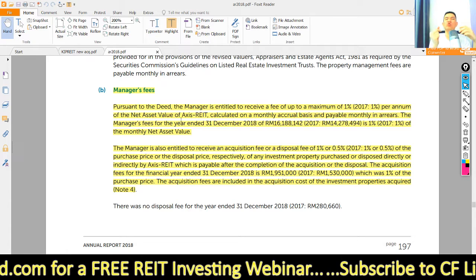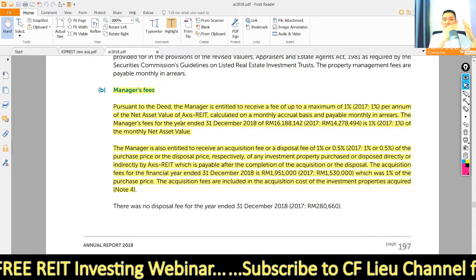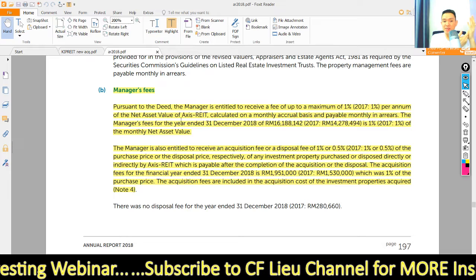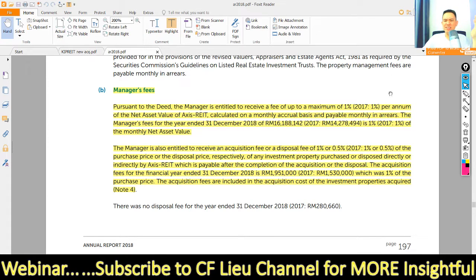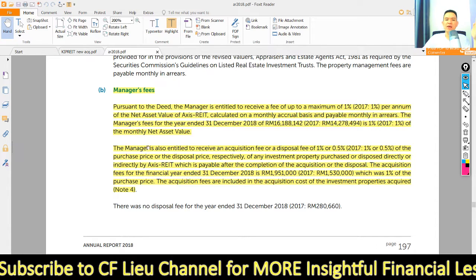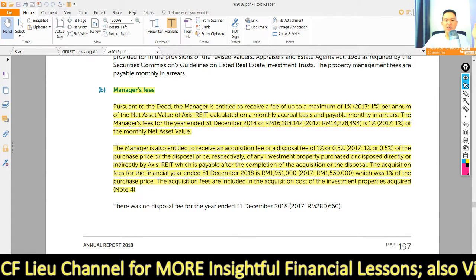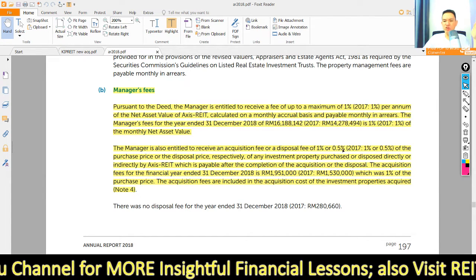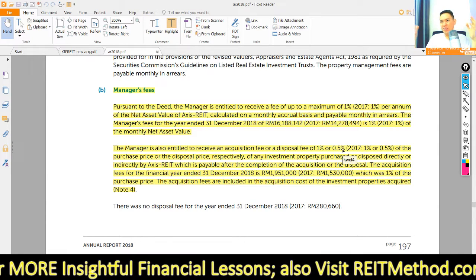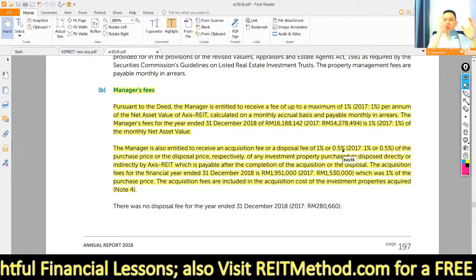The property has to have a good yield or yield return. So they get paid more, and investors also receive more dividends. So that is the interest alignment, right? And it's pretty standard, 1%. Some REITs charge lower, but I think 1% is pretty standard. The managers are entitled to receive an acquisition fee of 1% or a disposal fee of 0.5%, meaning that if they sell a property, 0.5% is their fee for selling that property, right? If they acquire new property, that process of acquiring is also 1%.